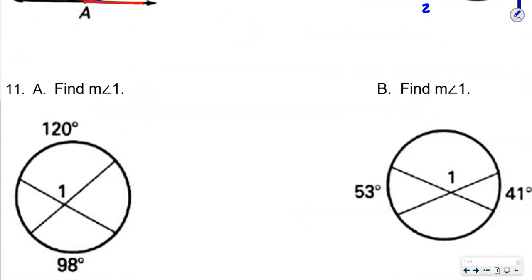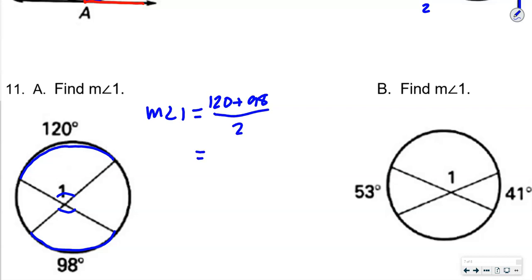All right, so here's our next two. To find the measure of angle 1 with number 11, we have an arc and an arc, and those two arcs added together divided by 2 are going to equal these two congruent angles right here. So the measure of angle 1 is equal to 120 plus 98 divided by 2. That's going to be equal to 218 divided by 2. So the measure of angle 1 is going to be equal to 109 degrees.